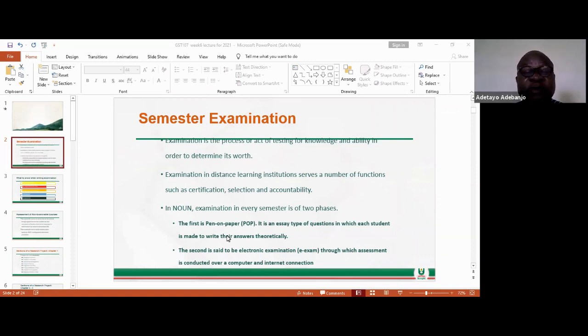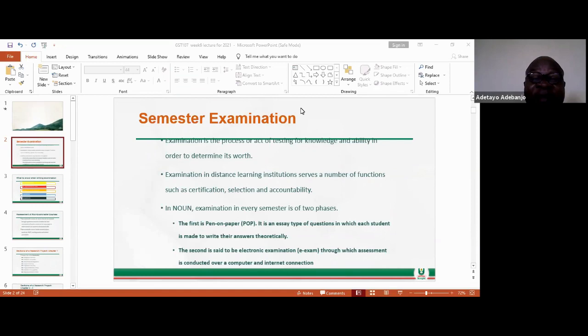Yesterday, we discussed extensively on assessment and evaluation. Now, we want to talk about examination, the semester's exam. In every university, we normally have exams twice. We have what we call the first semester and the second semester. In some universities, they refer to it as harmattan and rain semesters. So whichever way you call your own, whether first semester, second semester, harmattan semester, rain semester, or winter semester, all we know is that there are two semesters of exams.